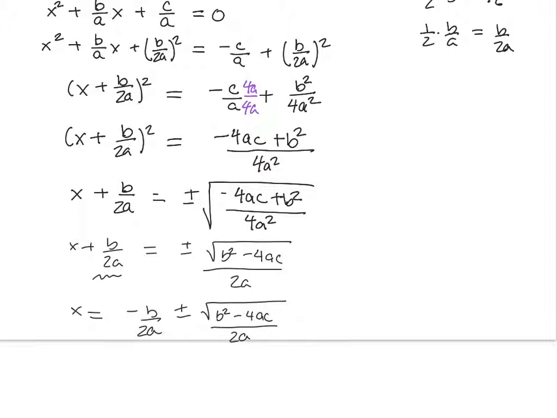Is that usually how they write it, though? No. They usually write it as one fraction, right? Negative b plus or minus the square root of b squared minus 4ac, all over 2a.